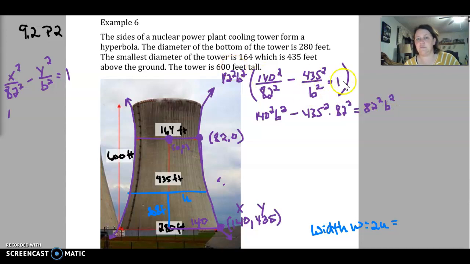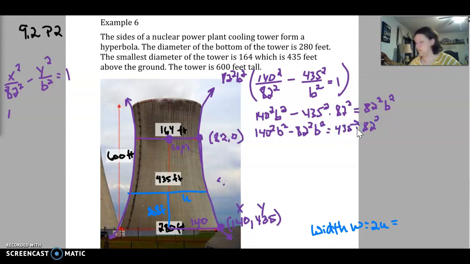Because nothing cancels out, we just multiply it all by 1. So we're not going to multiply out that 82 squared either. I'm going to do a couple steps in one here. I'm going to subtract 82 squared b squared from both sides. Then I'll have like terms together over here, and I can simplify those. And then I'm also going to add the 435 squared times 82 squared to the other side. So we get 140 squared b squared minus 82 squared b squared equals 435 squared times 82 squared.